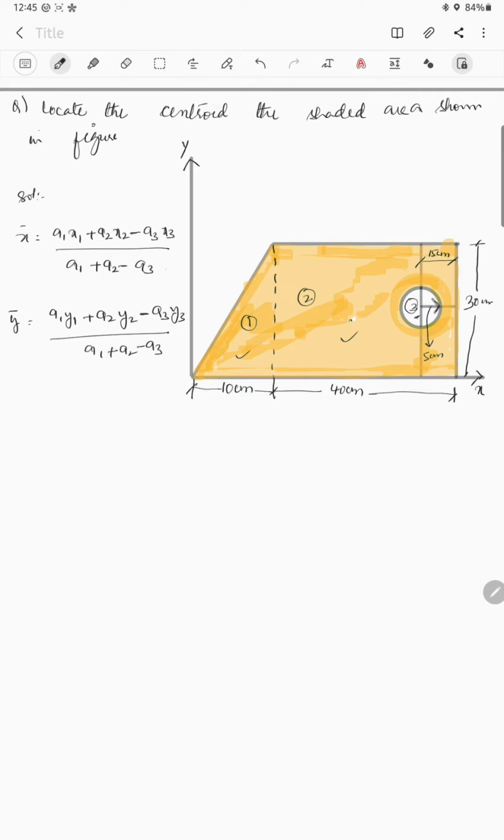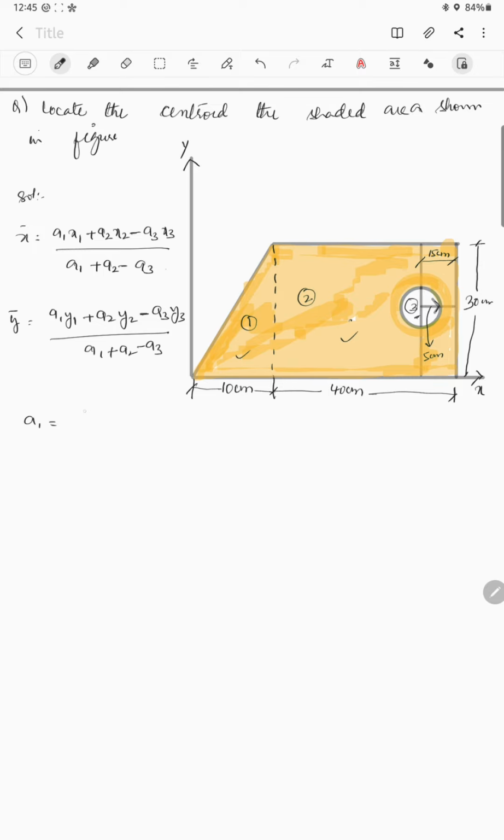Okay, so the first one is a triangle, the second one is a rectangle, and the third one is a circle. It is a combination of triangle, rectangle, and a circle. Before going to the solution, since the figure is not symmetric, what happens? X bar and y bar will exist. So first, I will calculate the value of A1.